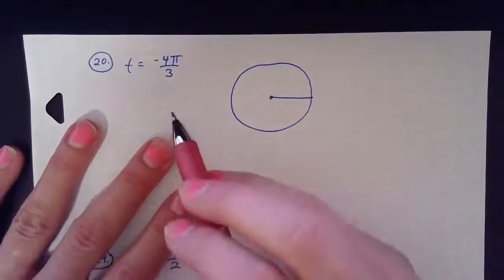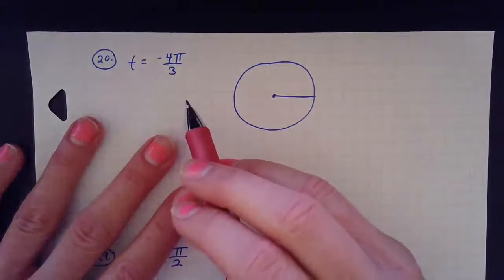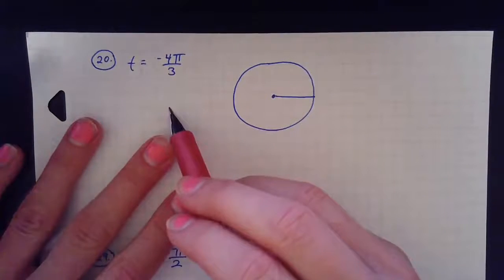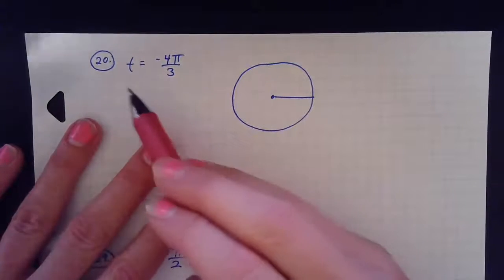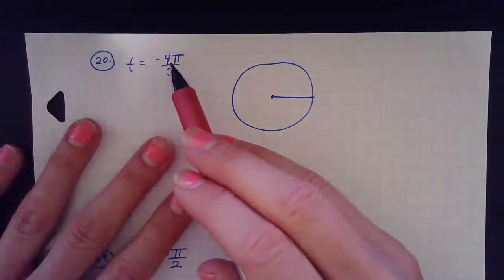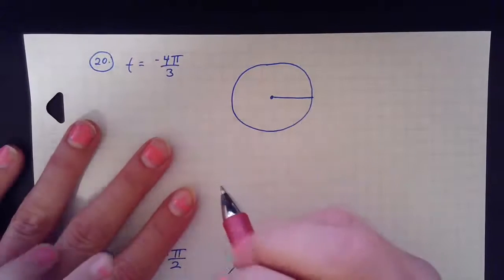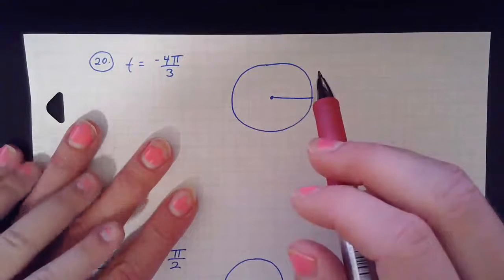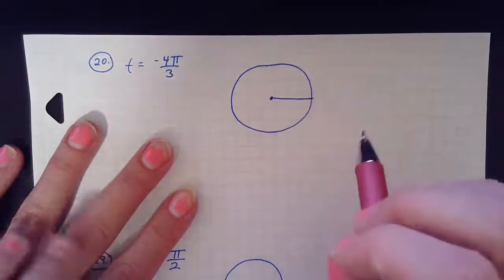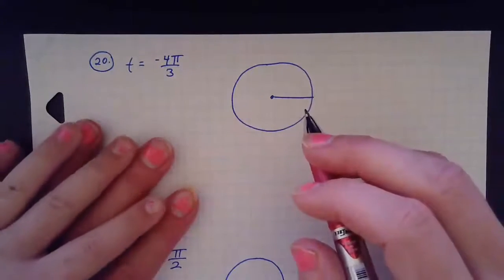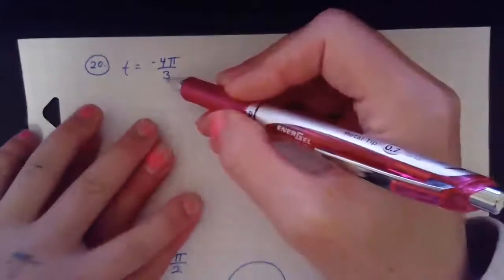Alright, so we're going to do another example of what we just did. This time I chose to do number 20. And that's the point on the circle at negative 4 pi over 3 radians. So I recommend you draw yourself a circle. And then, okay, this one is also out of thirds.